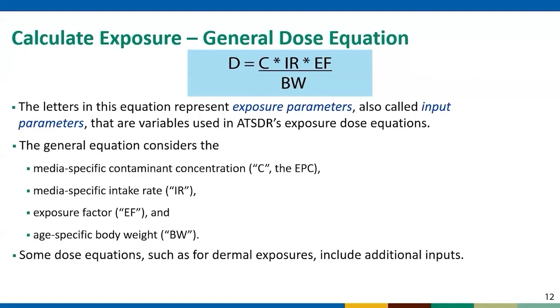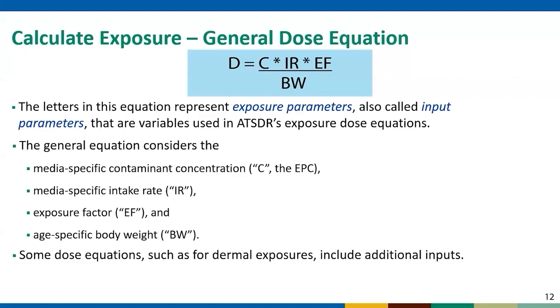IR is the intake rate. For example, the amount of soil someone swallows or the amount of water someone drinks based on their age. EF is the exposure factor and is derived from how often and how long someone interacts with a contaminant in the environment. This is often based on an exposure scenario we've identified for a site. For instance, this could be the number of days kids attend school or how long a family drank contaminated water from their private well. Finally, BW is the age-specific body weight.